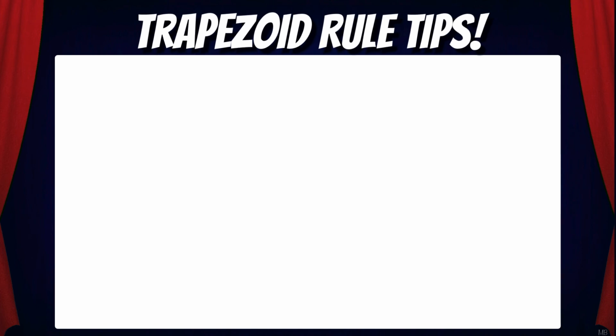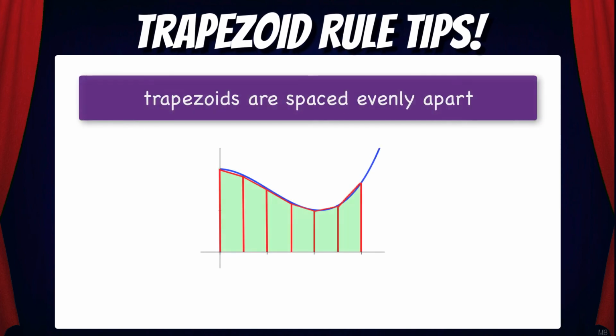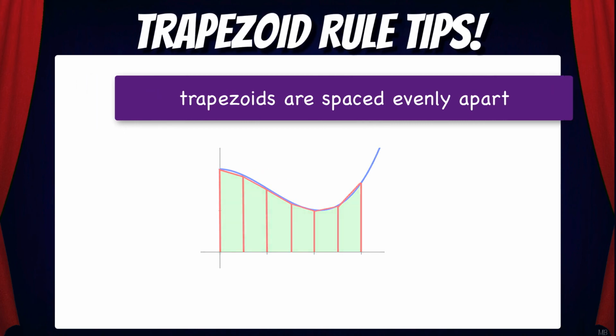Let's finish this video with a few trapezoid rule tips. The first tip is that we are using trapezoids that are spaced evenly apart. In other calculus problems, you may have to approximate the area under a curve using trapezoids that are not evenly spaced. But we'll save that for a different video.